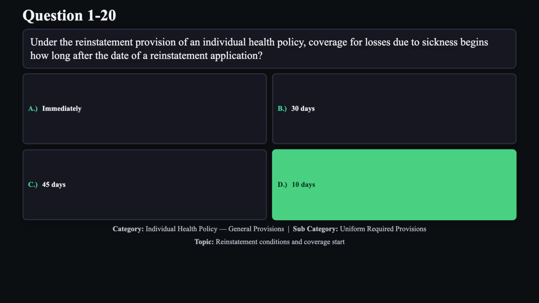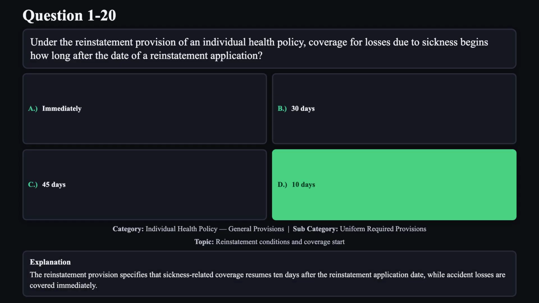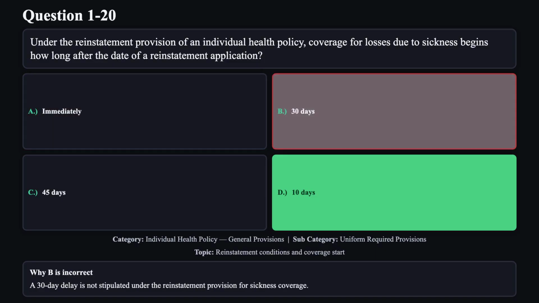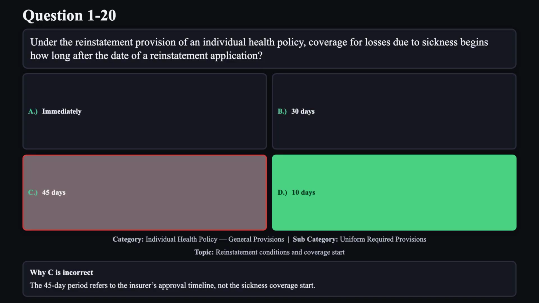The correct answer is D. The reinstatement provision specifies that sickness-related coverage resumes 10 days after the reinstatement application date, while accident losses are covered immediately. Reason A is not correct. Immediate coverage applies only to accident losses, not sickness. Reason B is not correct. A 30-day delay is not stipulated under the reinstatement provision for sickness coverage. Reason C is not correct. The 45-day period refers to the insurer's approval timeline, not the sickness coverage start.